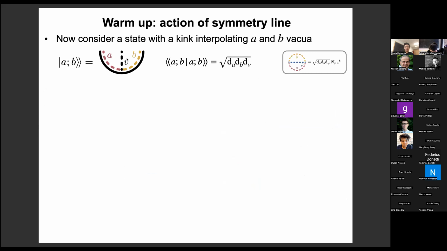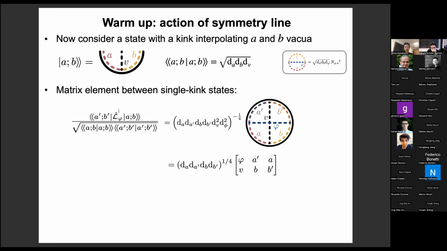So far we were talking just about the vacuum, but now let's consider a state with a kink interpolating between A and B. As I said, the kink can be identified with the symmetry line from the IR TQFT point of view. So the state which has a kink interpolating between A and B looks like this. Now I can again compute the norm of this state, because if I consider sandwiching like a bra and ket, then again I get this kind of expression, and this can be evaluated into this expression.